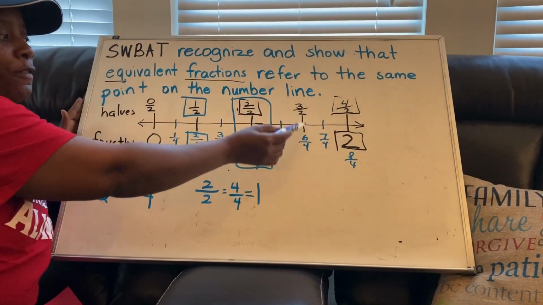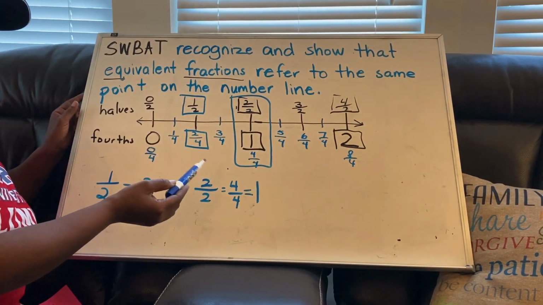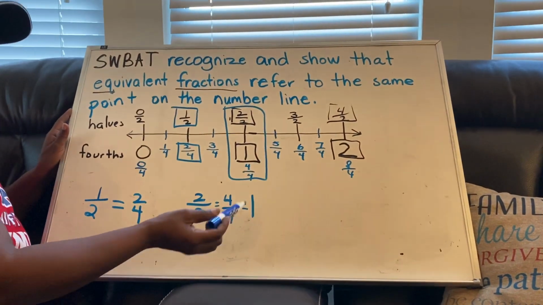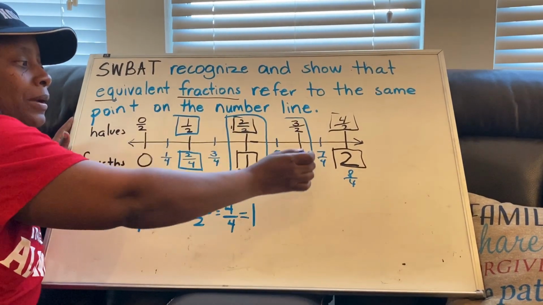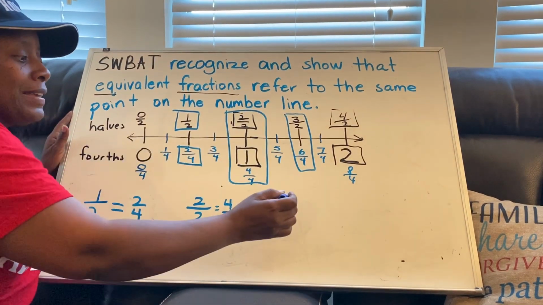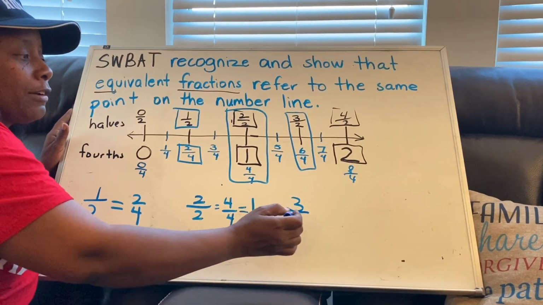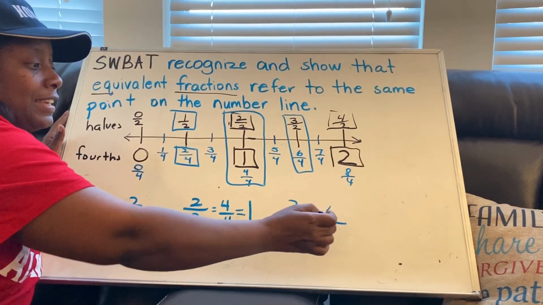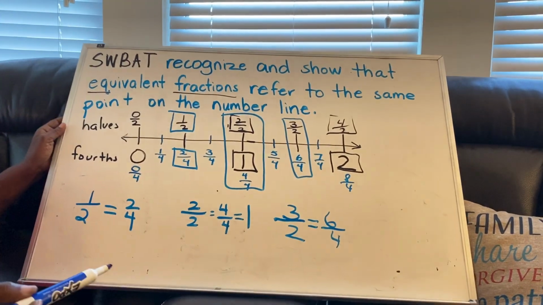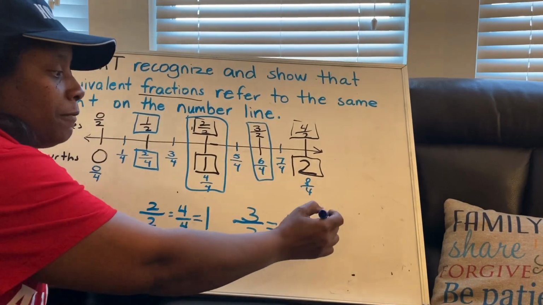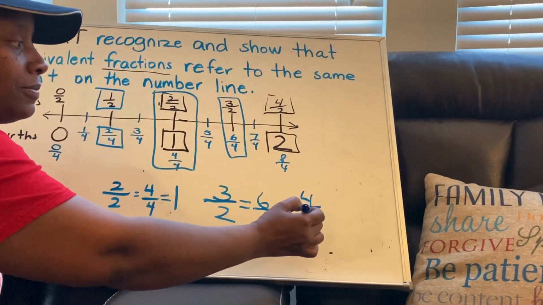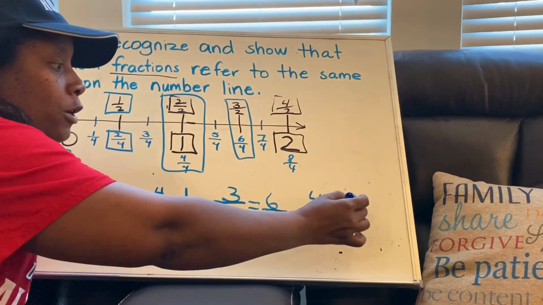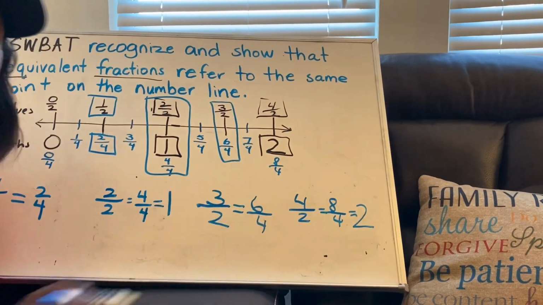When you see two fractions, even though the size of the unit is different, halves and fourths, when they meet at the same point on the number line, that makes them equivalent fractions. So 3 halves is equal to 6 fourths. And on this number line, 4 halves is equal to 8 fourths. And they're both also equal to 2 whole.